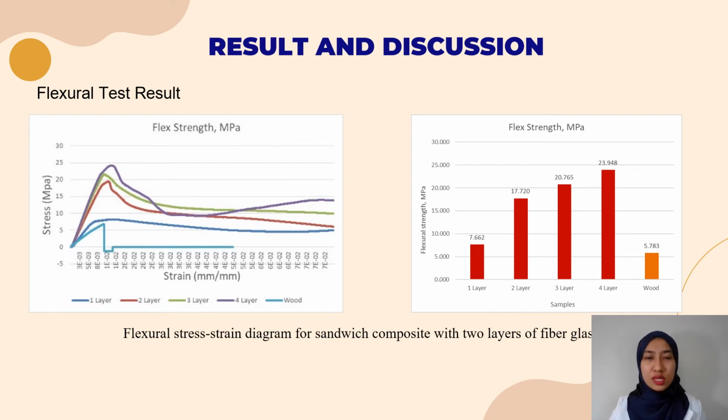This graph shows that by increasing the layers of the fiber, it will increase the strength. It is shown that the deflection increases with the increase of the applied load. The curve shape shows that all composite specimens have better resistance to bending than solid wood. Thus the flexural strength of each sandwich composite sample is higher than the control.